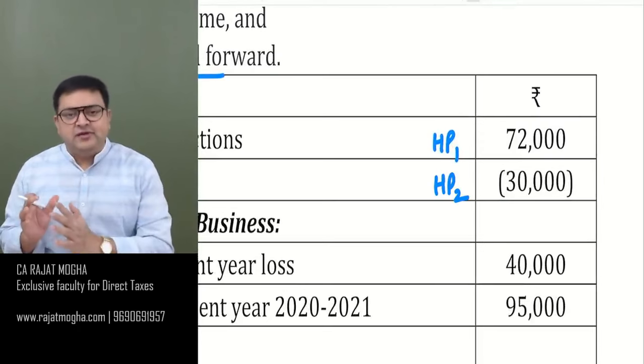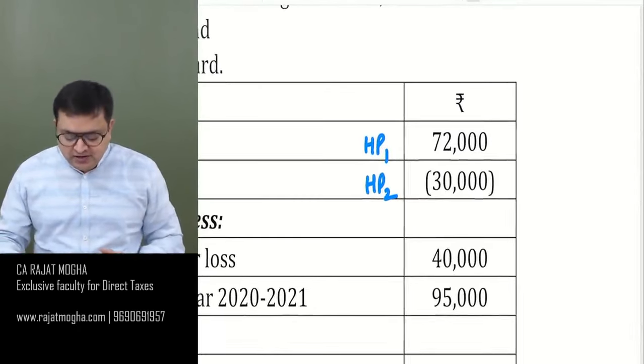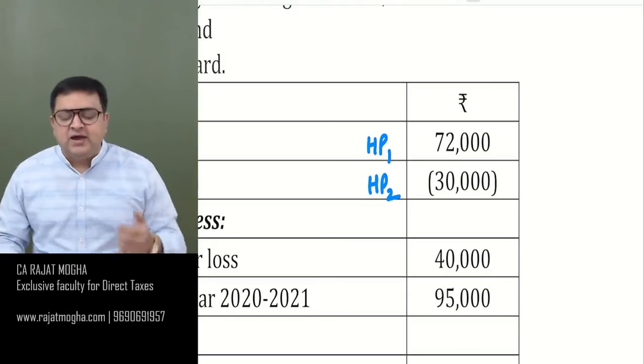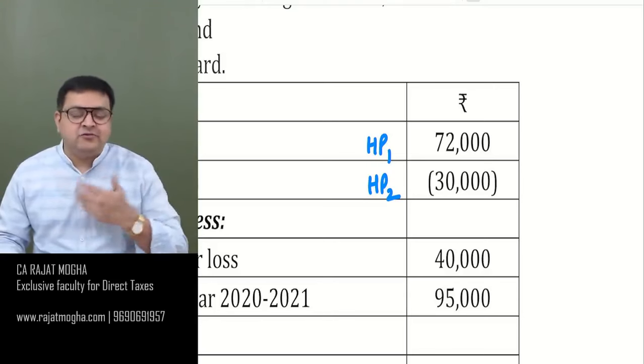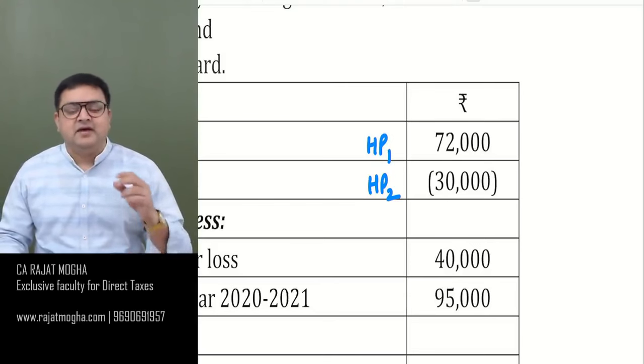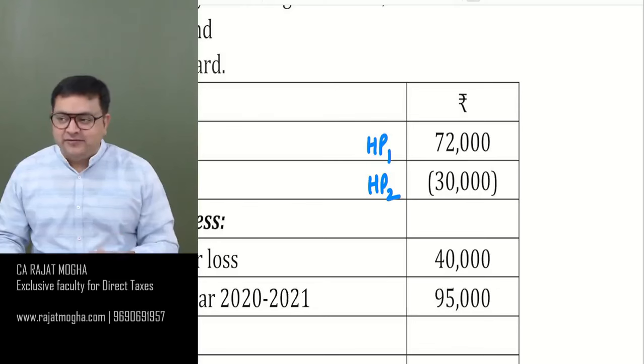So in your rough calculation, we understand that current year losses we should set off first. And first of all, do we set off from other heads or from the same head? From the same head, obviously. Correct? Everybody remember this? We should set it off from the same head itself.